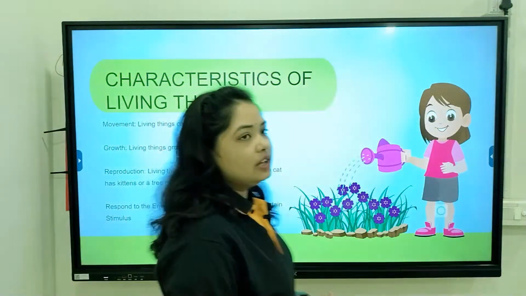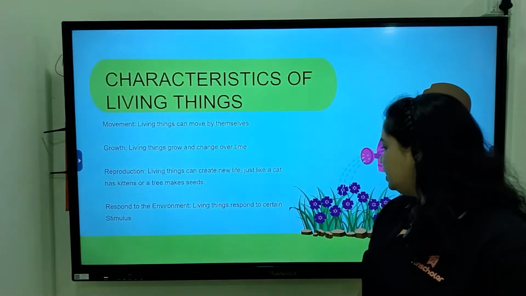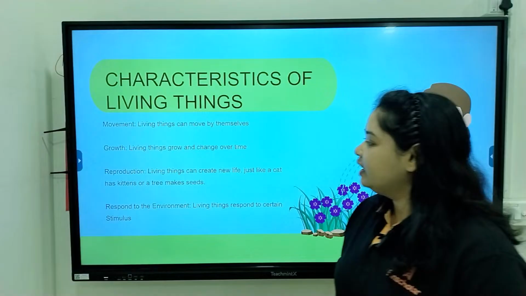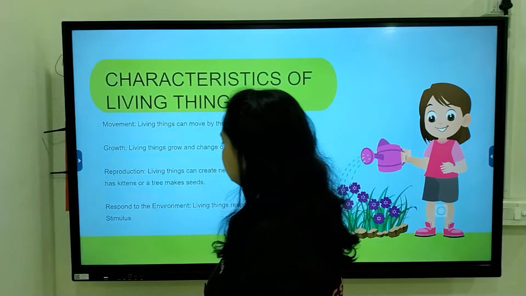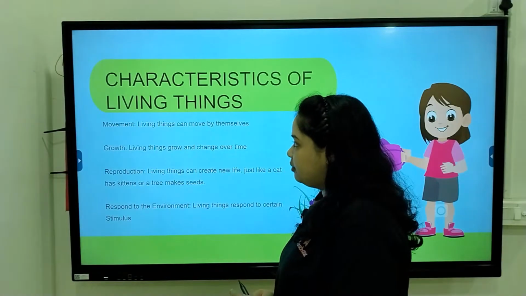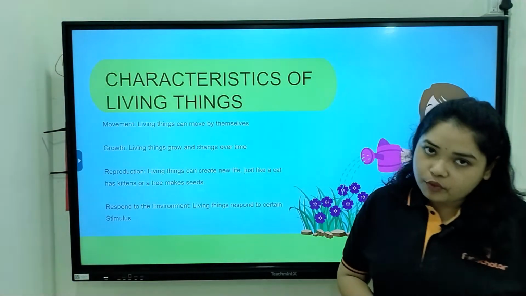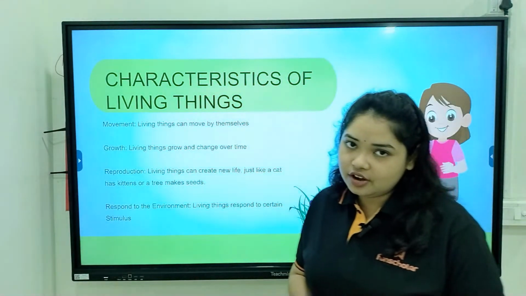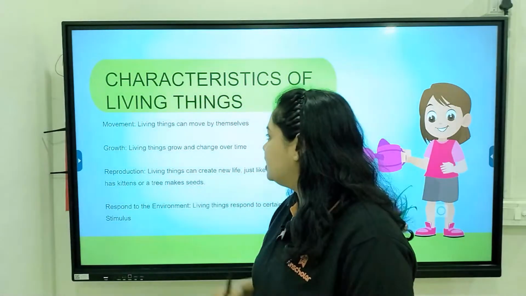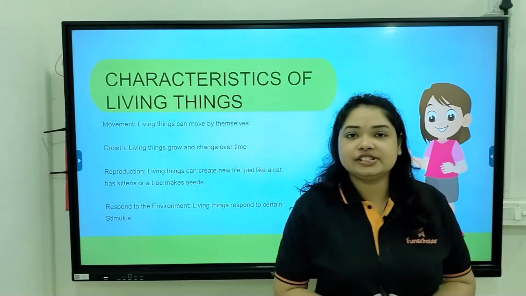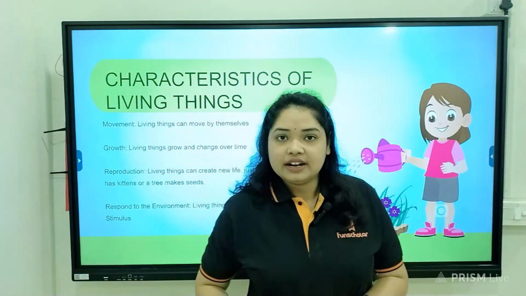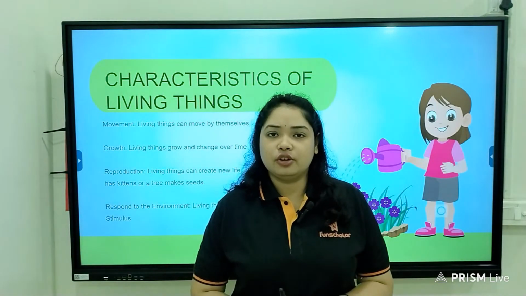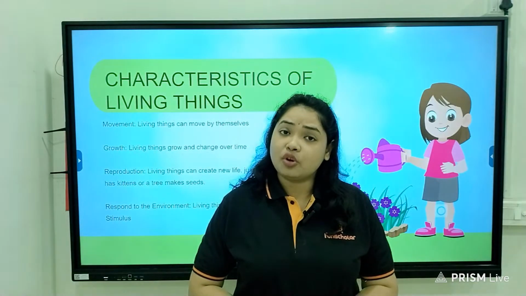Now, there are some characteristics which are unique to the living creatures or living things. Some of them are movement, growth, reproduction, and response to the environment. Each one is important to ascertain whether any object or creature is living or non-living. So, firstly, coming to movement. In the case of living creatures, they can move on their own, right? Such as we can move, animals can move, but the plants do not move at all. So, should we include them under non-living?